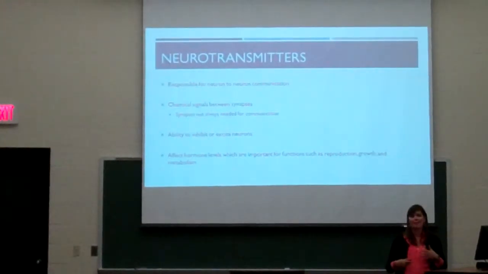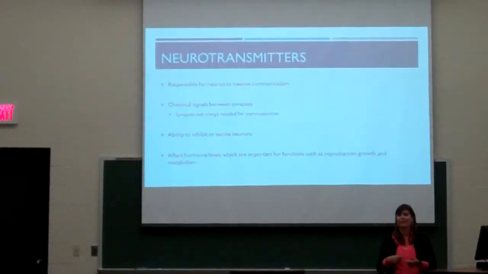Some common examples of neurotransmitters are serotonin, dopamine, epinephrine, norepinephrine, very common things that most people have at least heard of. And neurotransmitters can also affect hormone levels, since they are actively involved in the way hormones function in the body. Most hormones are important for functions such as reproduction, metabolism, growth, respiration, and many other things.